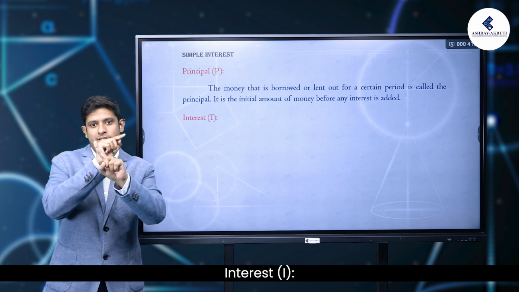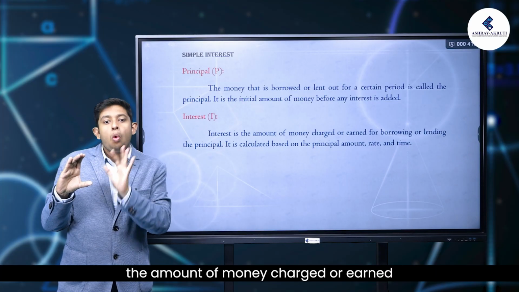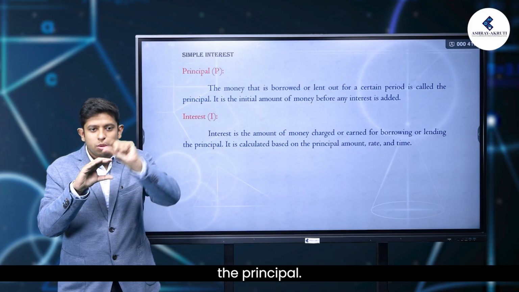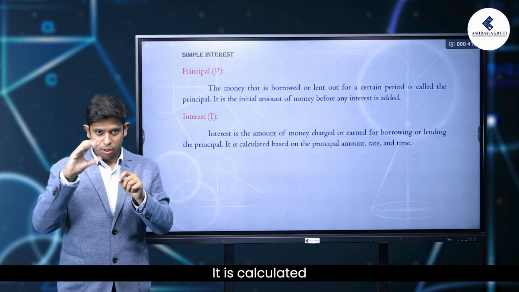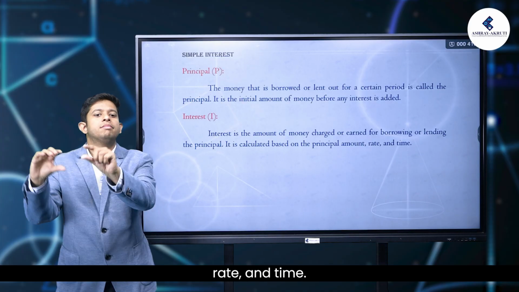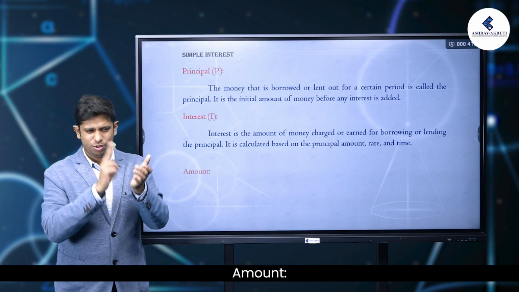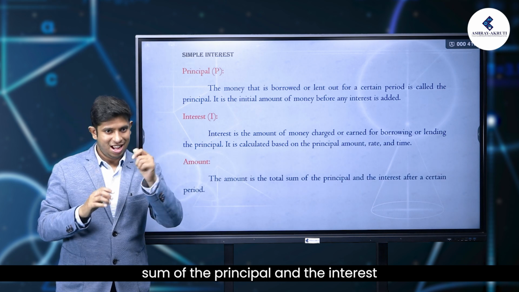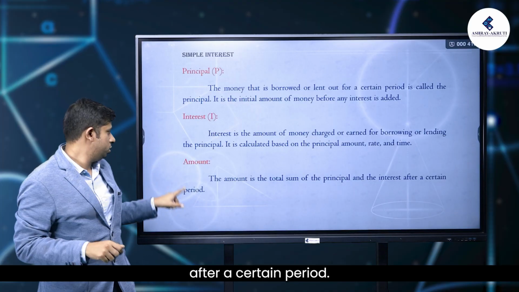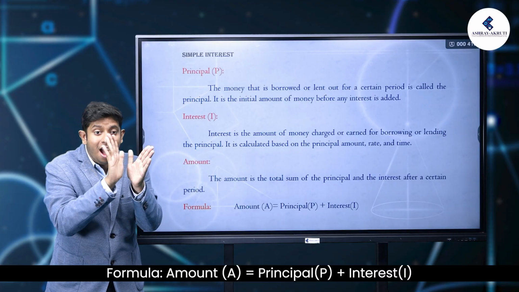Interest. Interest is the amount of money charged or earned for borrowing or lending the principal. It is calculated based on the principal amount, rate, and time. Amount. The amount is the total sum of the principal and the interest after a certain period. Formula: Amount is equal to principal plus interest.